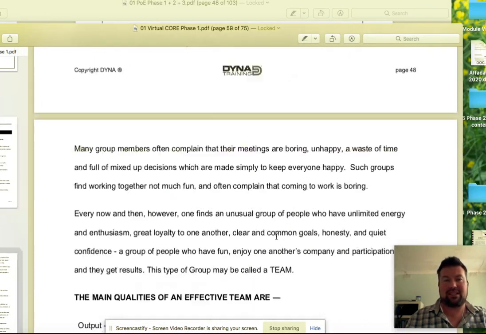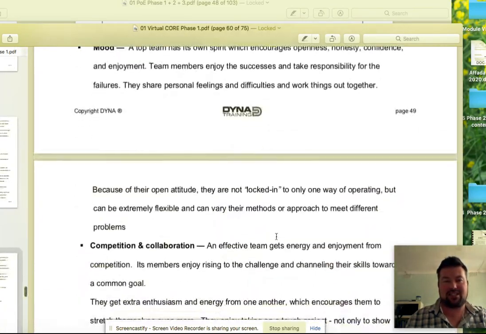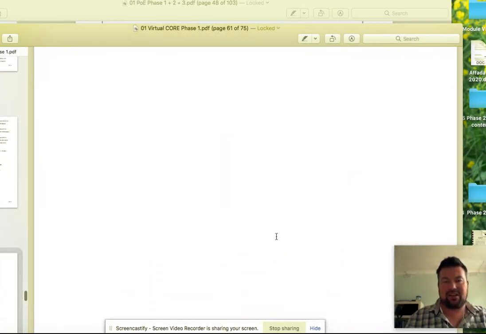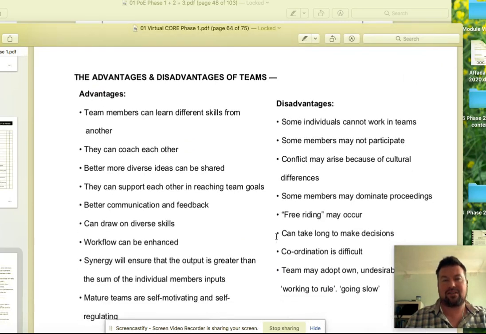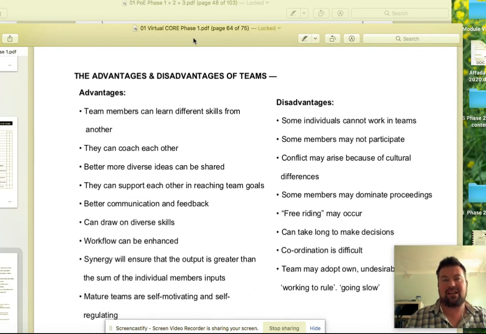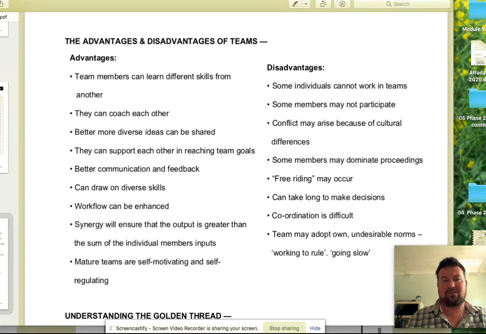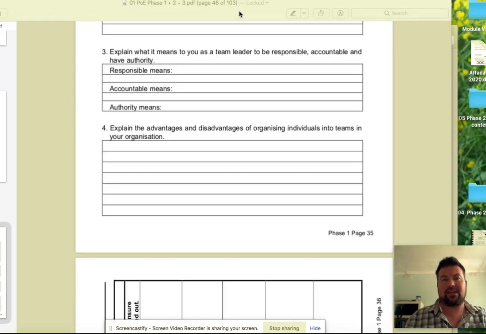So let's see, it's in the section. So let's see if I can find it. There we go. The advantages and disadvantages of teams. You'll see over there. If you want to, you can just pause the video and you can decide on which advantages and which disadvantages you are going to put down in your portfolio of evidence. Okay, so there you go.